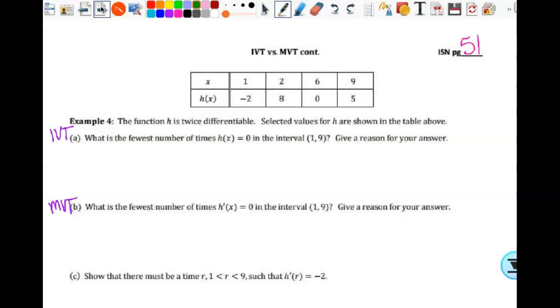So looking at the table, how many times does the table show you that h of x equals 0? Twice. So it literally shows you right here, and then it also could be here, right? Would you agree with that? Okay. So then when we talk about this, if we just use from 1 to 9, then that's going to tell me I have at least 1, but I'm going to have to talk about from 2 to 9 and from 1 to 2. Does that make sense to you? I got to show those.